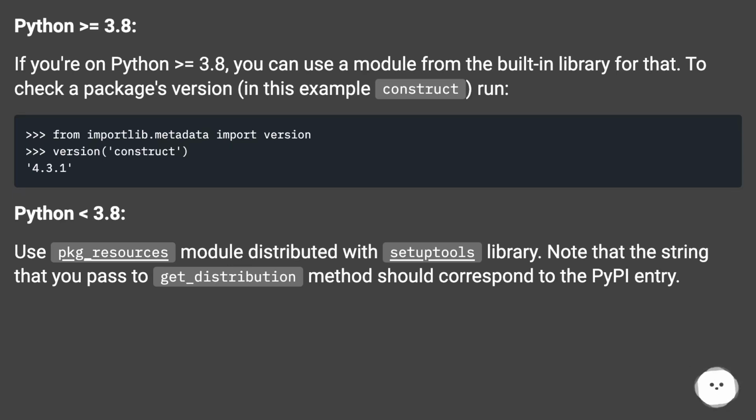Python lower than 3.8. Use the pkg_resources module distributed with the setuptools library. Note that the string that you pass to the get_distribution method should correspond to the PyPI entry.